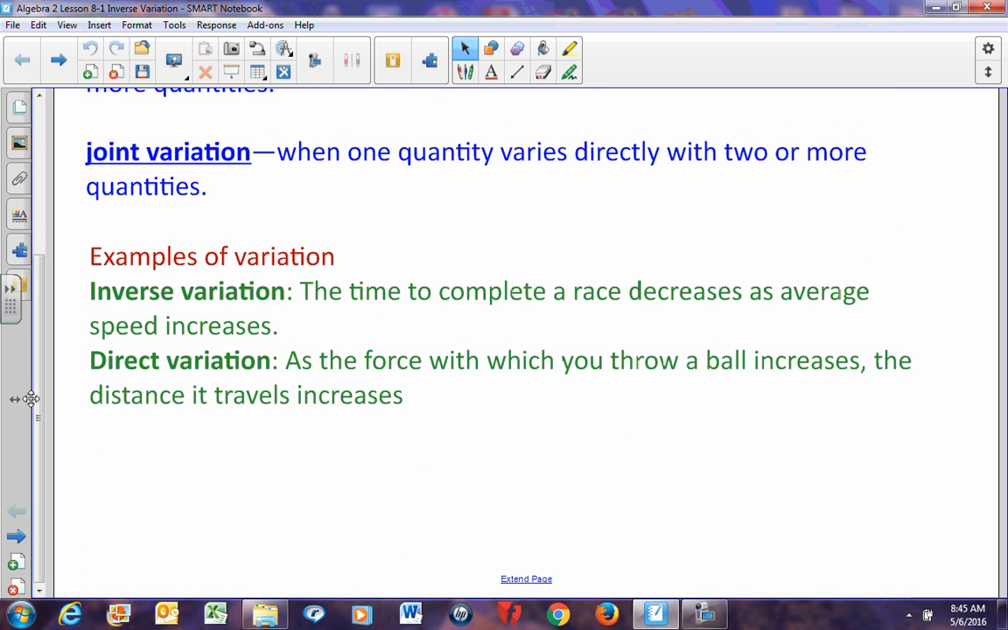Inverse variation would be like the time to complete a race decreases as your average speed increases. So if you start driving faster, it takes you less time to complete a race. If you start running faster, it takes you less time to complete the race. Direct variation says as the force with which you throw a ball increases, the distance it travels increases. If I throw a ball with force of 3, it's only going to go so far. But if I throw a ball with a force of 12, it's going to go a lot farther, because as one thing increases, the other thing increases.